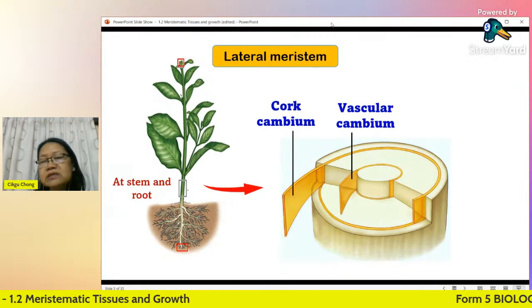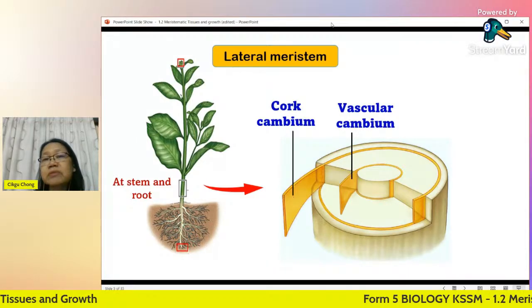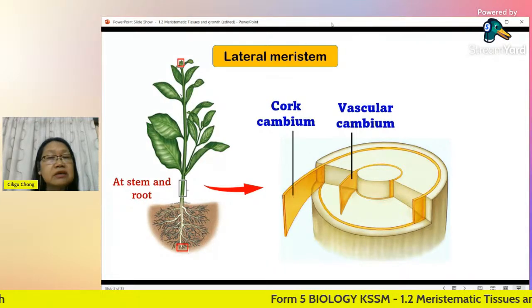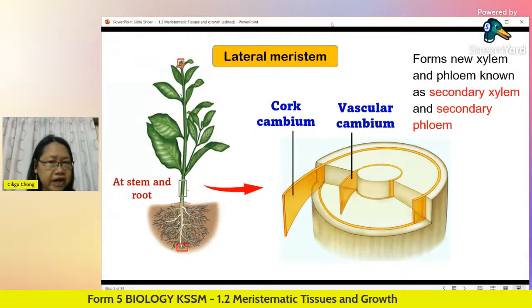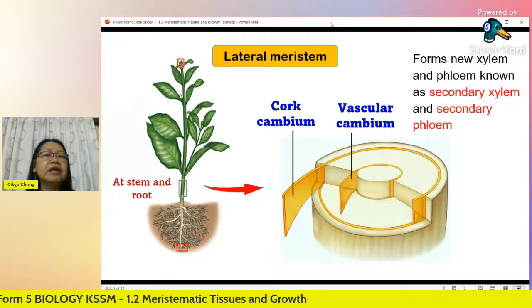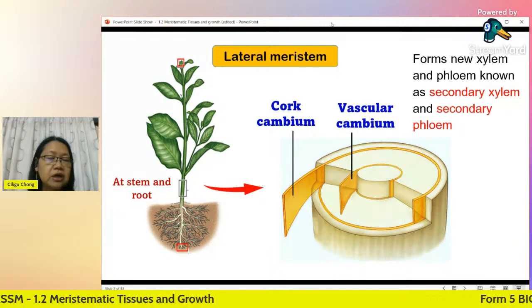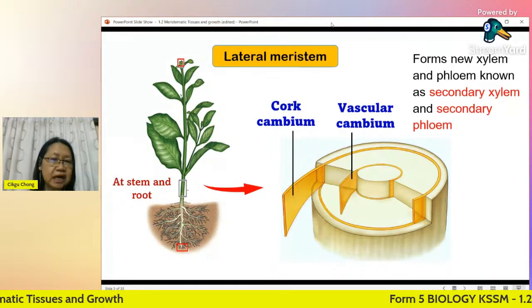Now, what is the function of this lateral meristem, the cork cambium and the vascular cambium? When they divide, they also divide by mitosis, so the number of cells increases. So what happens is it pushes outwards.